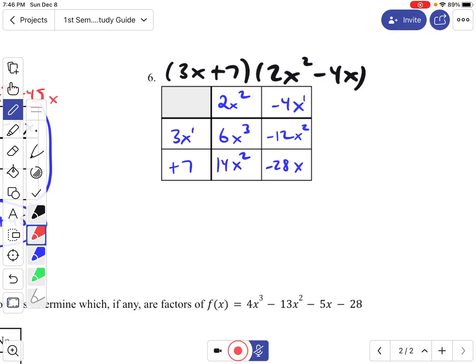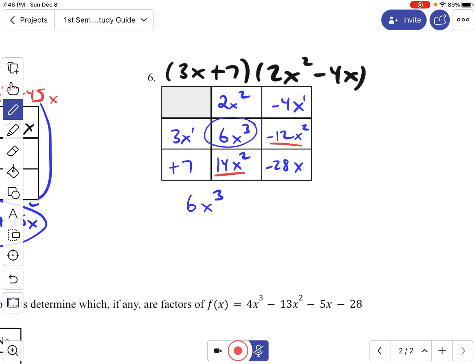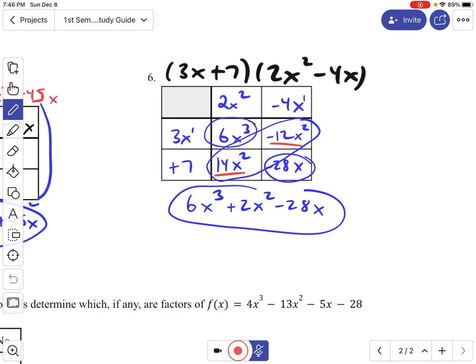And then we could see that these are both like terms, so we're going to combine those two. But there's no like term for this term, so we're going to write that first. Then we're going to combine these two to get positive 2. Those are different signs, so we're going to subtract and take the sign of the bigger number. And then this one's going to be brought down last. And that's it.